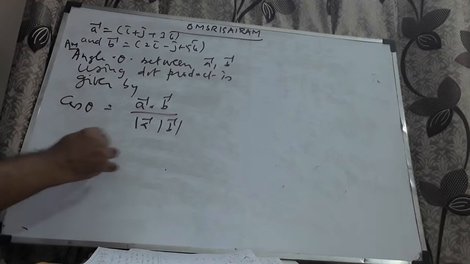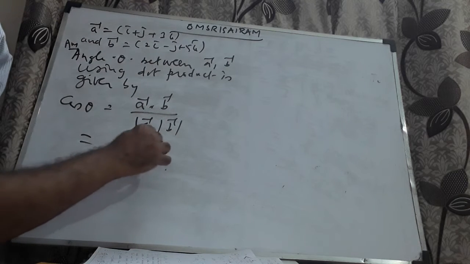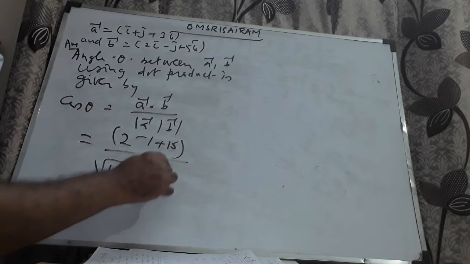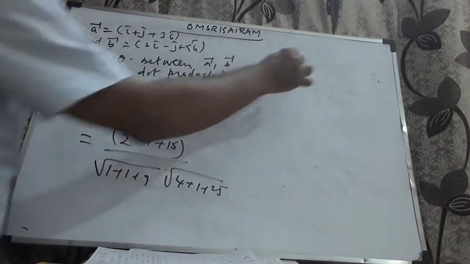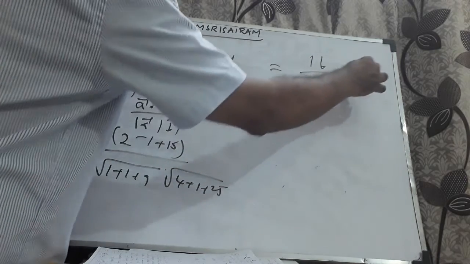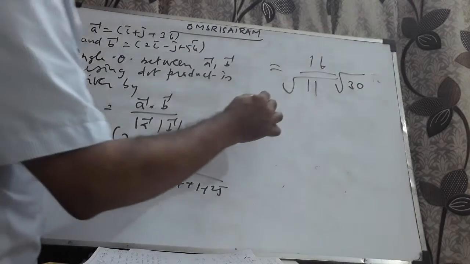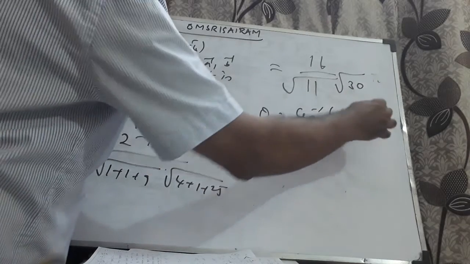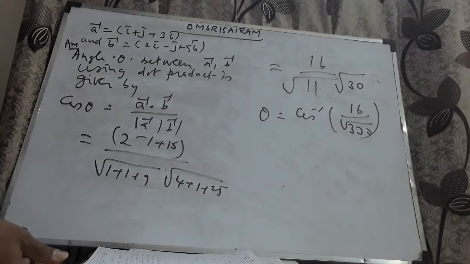That's the application, which is equal to, of course, 2 minus 1 plus 15 divided by root of 1 plus 1 plus 9 into root of 4 plus 1 plus 25, which is equal to 16 divided by root 11 root 30. Am I right? Therefore, theta happens to be cos inverse of 16 by root 330.